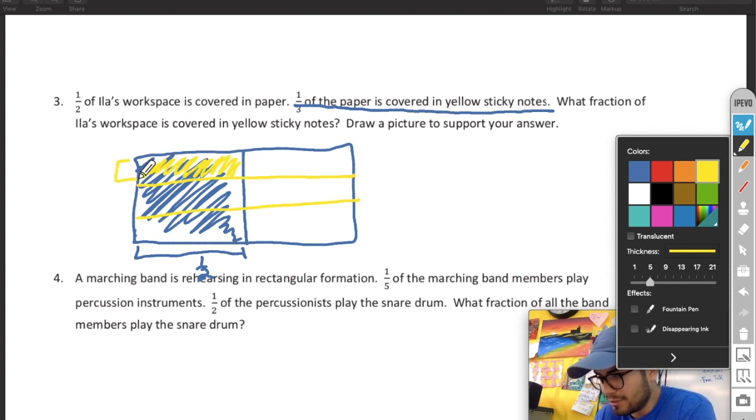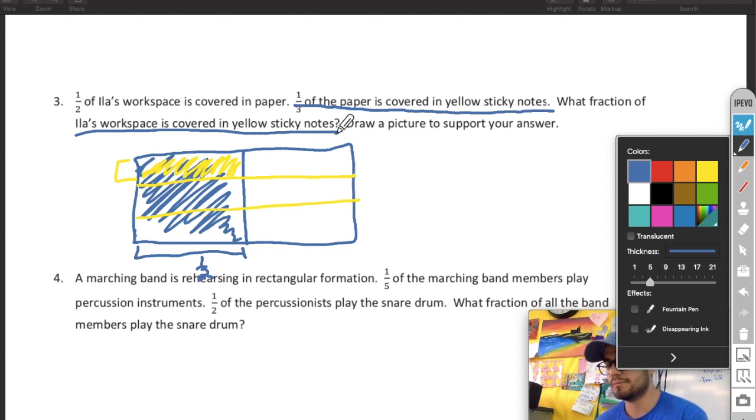It's saying what fraction of the total workspace is covered in yellow sticky notes. Well, that's pretty easy to find. We would have 1 here out of, let's see how many total. I think we have 1, 2, 3, 4, 5, and 6. I should have done that in blue. Okay, so we have 1 out of 6. And that's how much is covered.